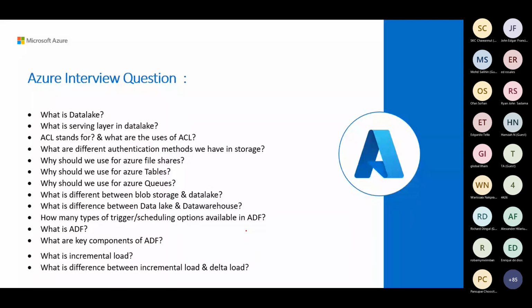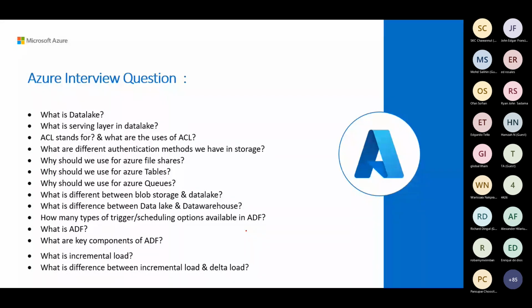What is ACL? ACL stands for access control list that you have in the data lake. What are the different authentication methods you have in the storage? What is file share? What is Azure table storage? What is Azure queue storage? And again, the difference between blob storage and data lake. Difference between data lake and data warehouse. In what scenario you are going to use a data lake, and in what scenario you are going to use a data warehouse?